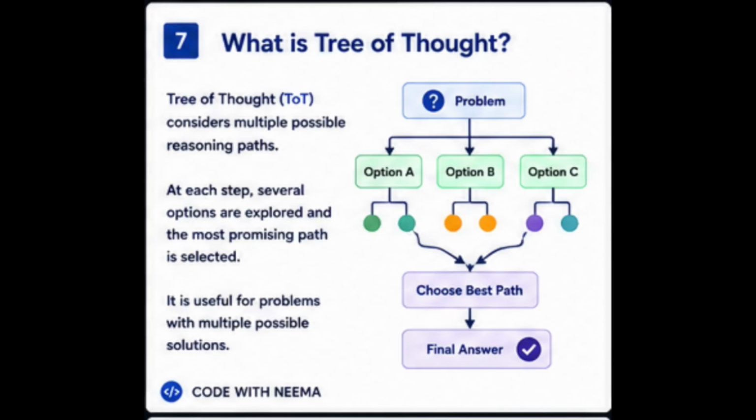Tree of thought extends this idea. Instead of following one reasoning path, the model considers multiple possible approaches. You can imagine it as a decision tree. At each stage, several possible next steps are explored. The most promising path is then selected. This makes tree of thought suitable for problems where there are many possible solutions.